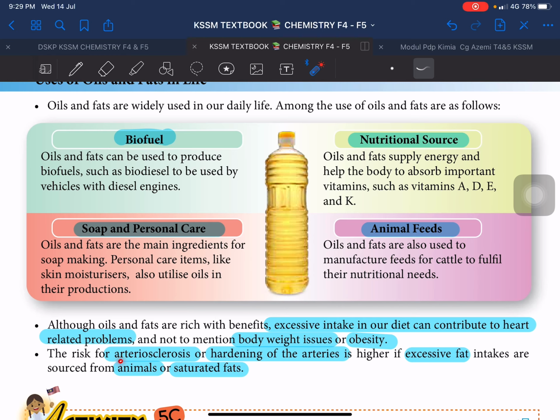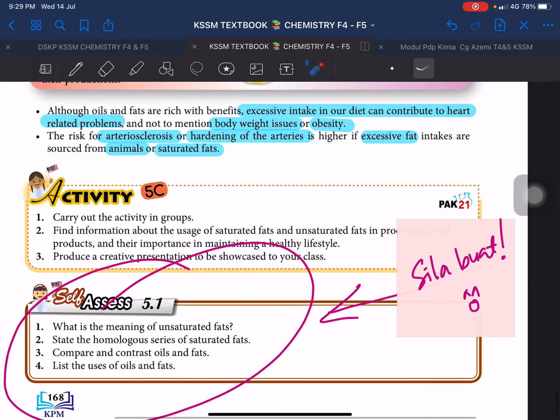The risk of arteriosclerosis, which means hardening of the arteries. What is hardening of the artery? An artery is like your road to the heart, but it is full of fat. So what will happen? Heart disease, arteriosclerosis. So arteriosclerosis is higher if excessive fat intake is sourced from animals. So animal fat is dangerous. KFC again. Do not eat too much KFC. Okay, so that's all for oils and fats. I don't think this is a very complicated subtopic.